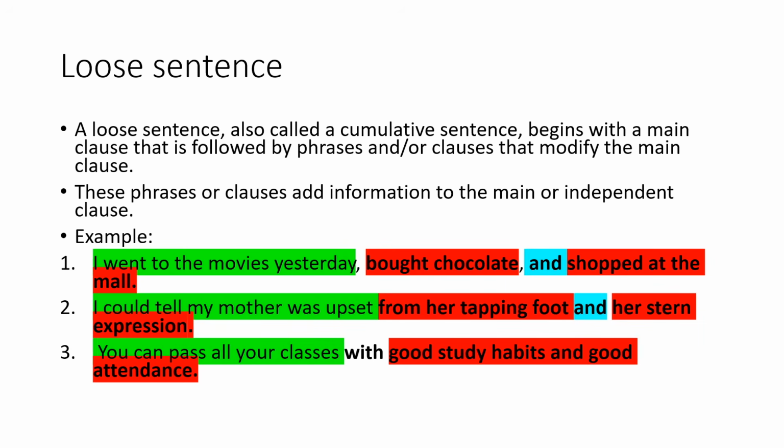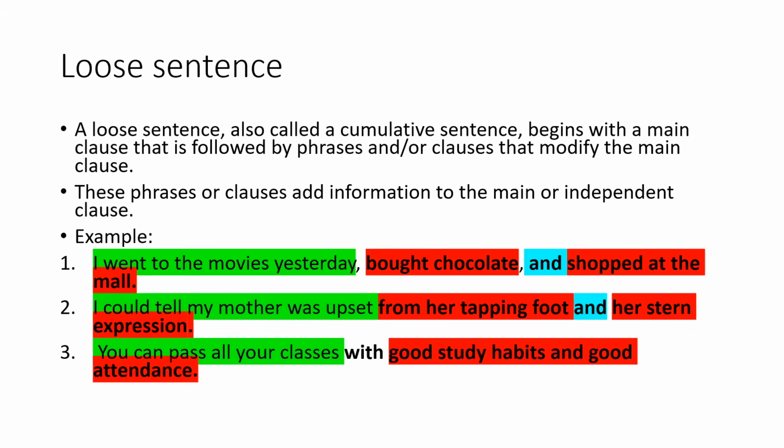And finally, the loose sentence. A loose sentence can also be called a cumulative sentence because it begins with a main or independent clause. It is followed by phrases or clauses that modify the main or independent clause. You can think of these as the adverbial phrase or the adjectival phrase, or even the adverbial clause and the adjectival clause. These phrases or clauses add more information about the main or independent clause.